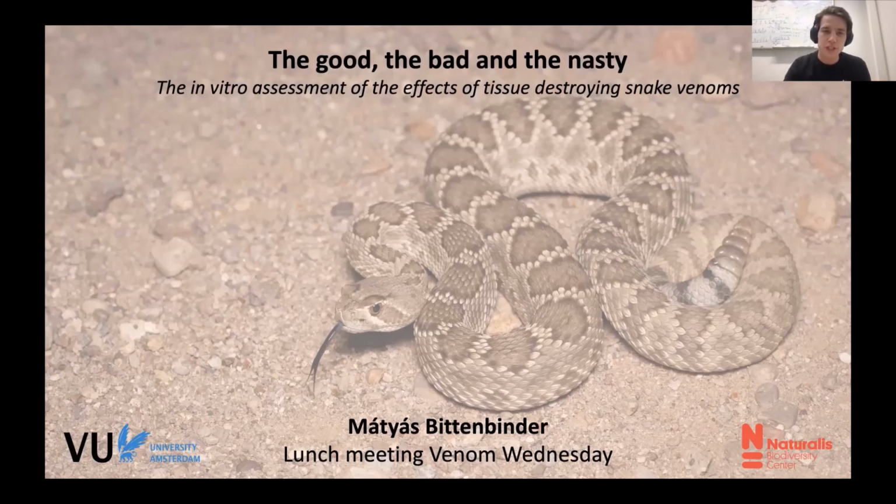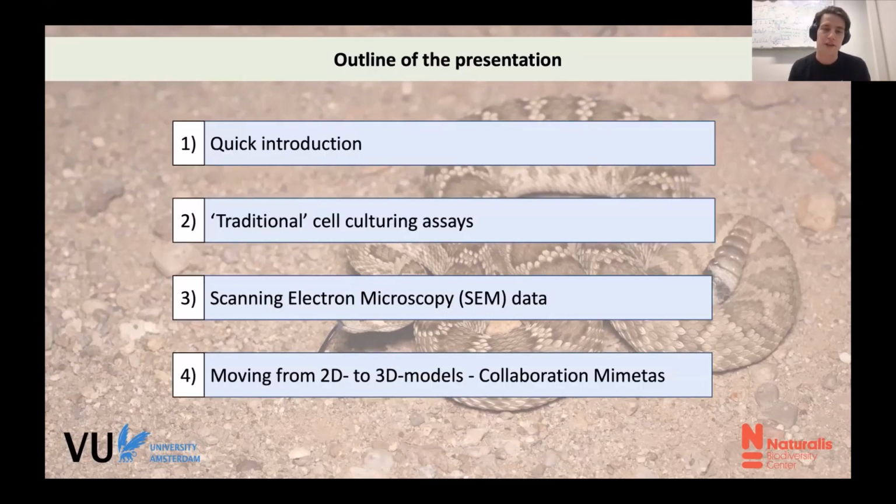I will shortly give a quick introduction about the problem of snake bite, especially focusing on the morbidity of snake bite. Then I will give a short recap of traditional cell culturing assays that I've been using in the past. Then we are going to some really cool SEM data, scanning electron microscopy data. We saw some already with Colin's presentation, but this is a different way of using the SEM.